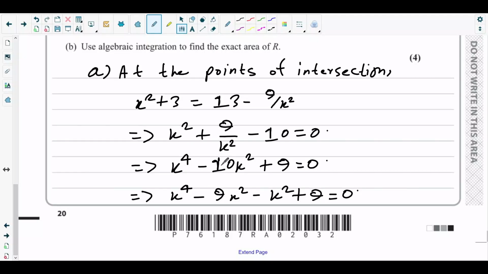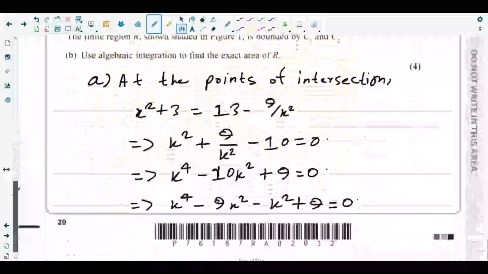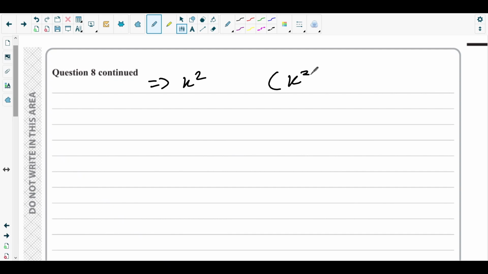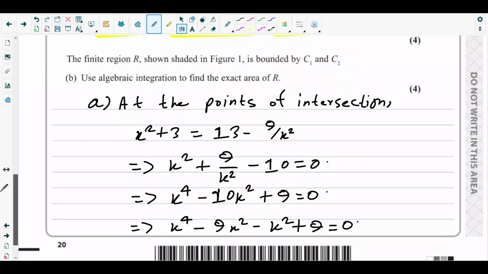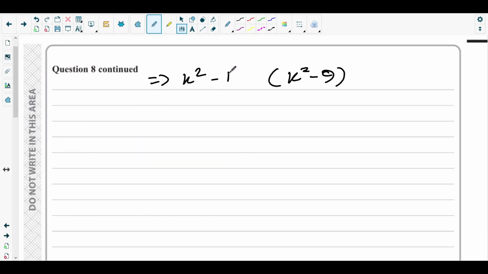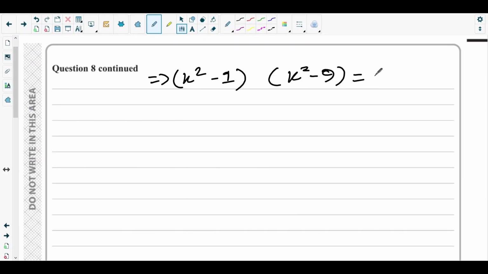What we can do here is take x squared common from the first two terms. If you take x squared common, you will get x squared minus 9. And from the last two terms, we can take minus 1 common. If you take minus 1 common, then you get minus x squared plus 9. Is it minus x squared plus 9? Yes, minus x squared plus 9.